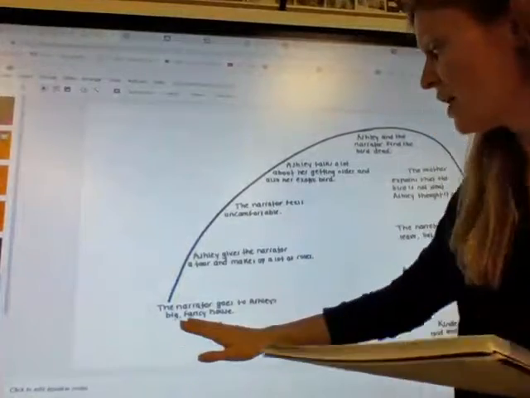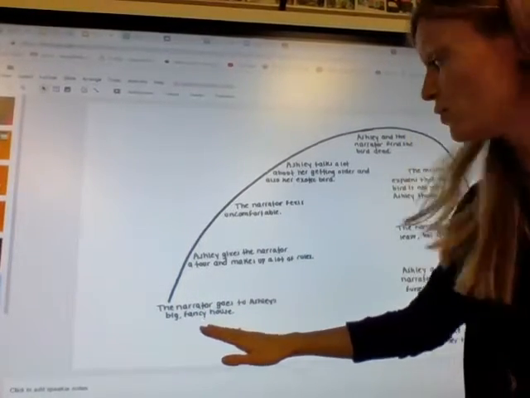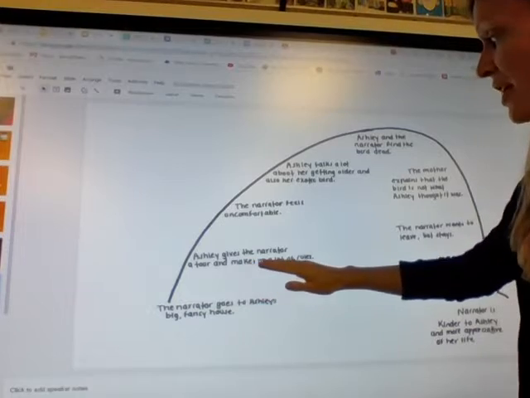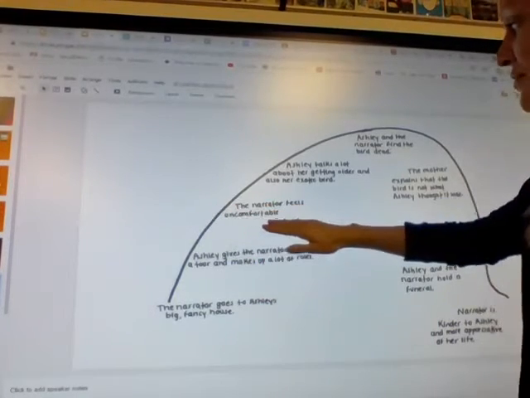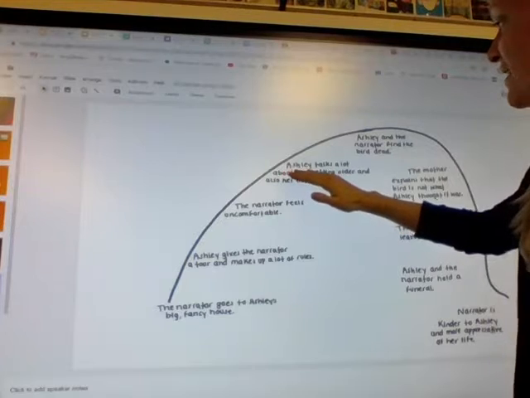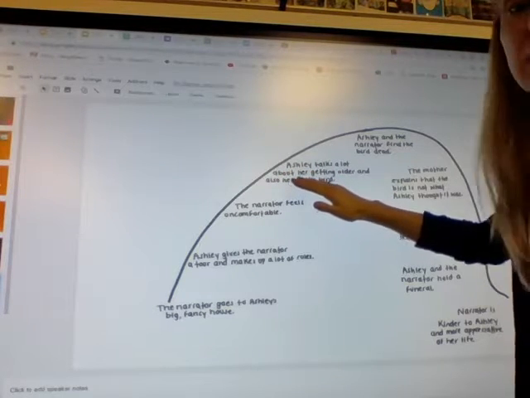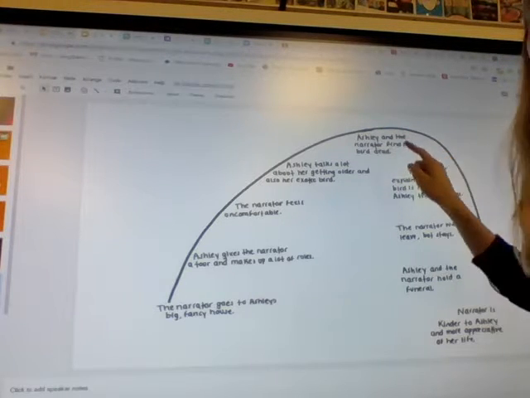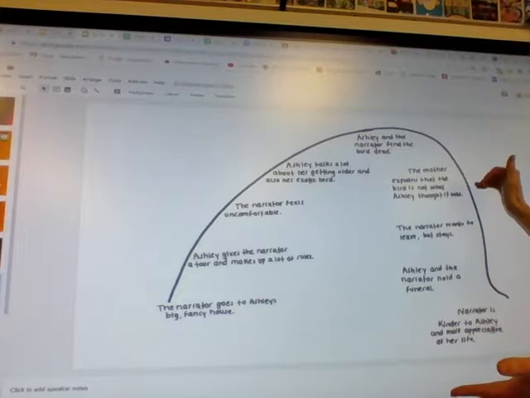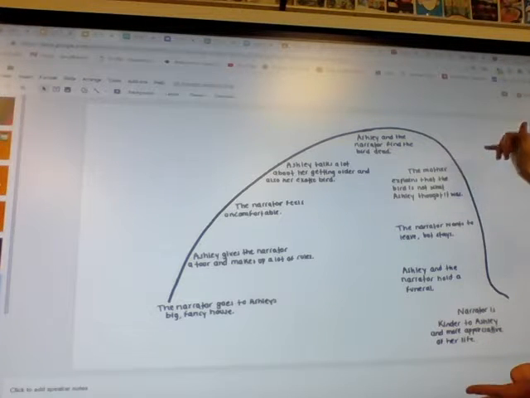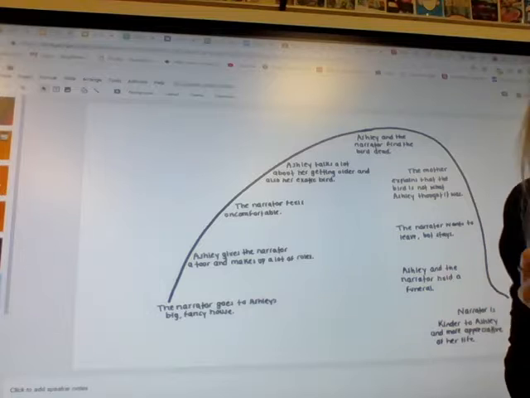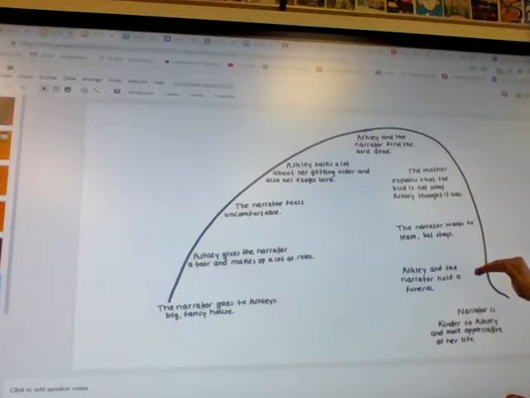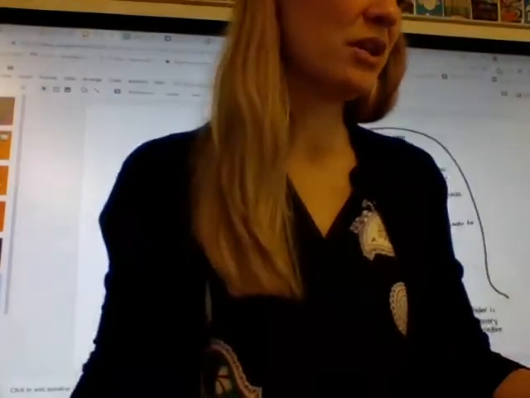It starts with the narrator goes to Ashley's big fancy house. And then Ashley gives the narrator a tour and makes up a lot of rules. The narrator feels uncomfortable. Ashley talks a lot about getting older and also her exotic bird. At the peak of the events, Ashley and the narrator find the bird dead. The mother explains that the bird is not what Ashley thought it was. The narrator wants to leave, but she stays, and Ashley and the narrator hold a funeral. The narrator at the end is kinder and more appreciative of her life.